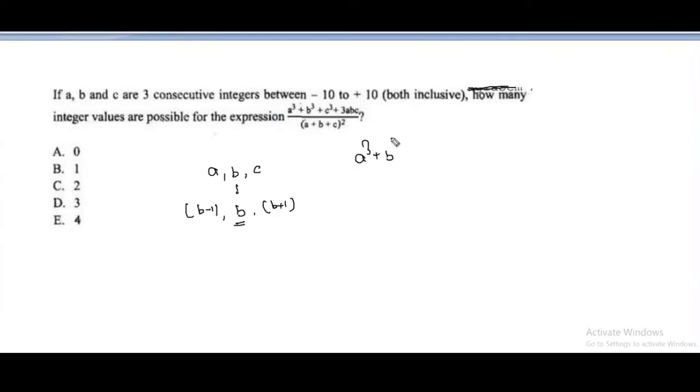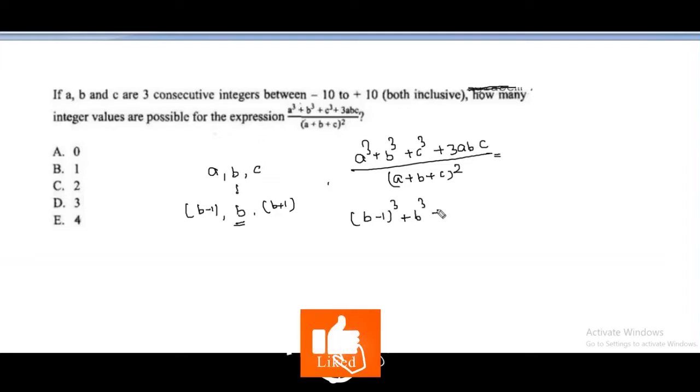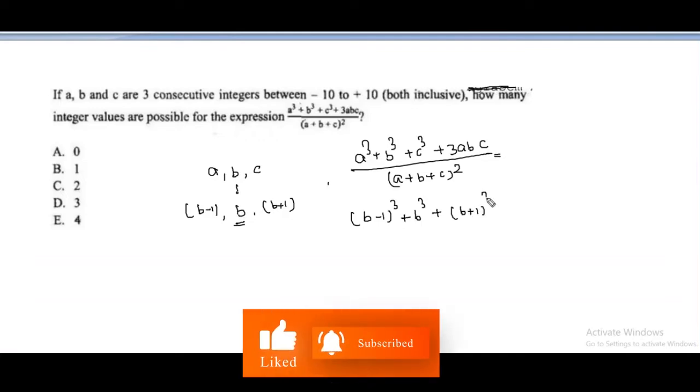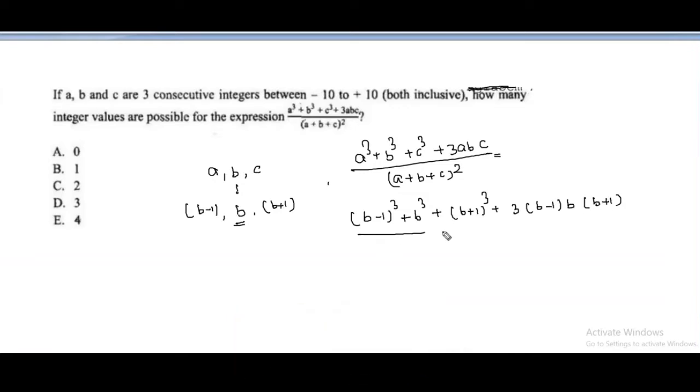So if I open it, A cube plus B cube plus C cube plus 3ABC upon A plus B plus C whole square. What do I get? I replace all the terms in terms of B. So B minus 1 whole cube, plus B cube, plus B plus 1 whole cube, and plus 3 into B minus 1 into B plus 1. Divide by B minus 1 plus B plus 1 whole square.